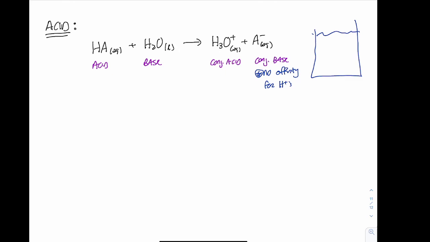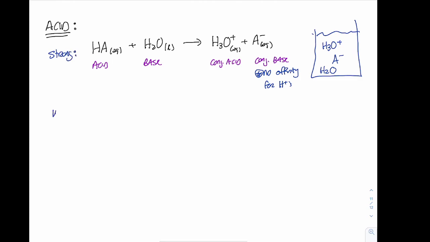Right? If I was to draw my beaker drawing, I have hydronium ions. I have my conjugate base. I have some water. I don't have any HA in there because it's completely dissociated. So this would be an example of a strong acid.